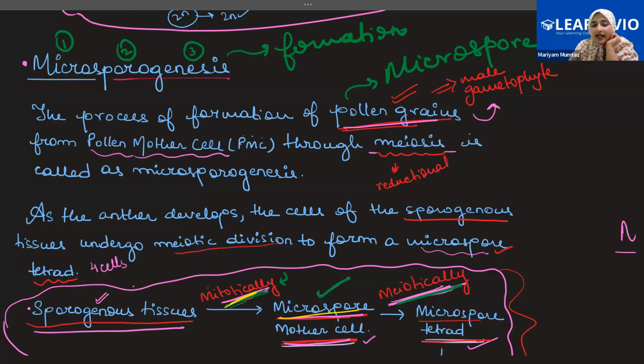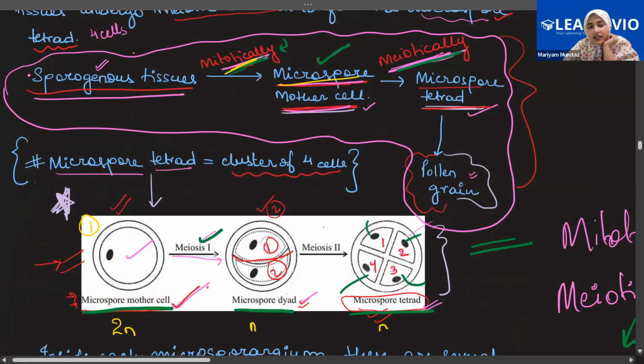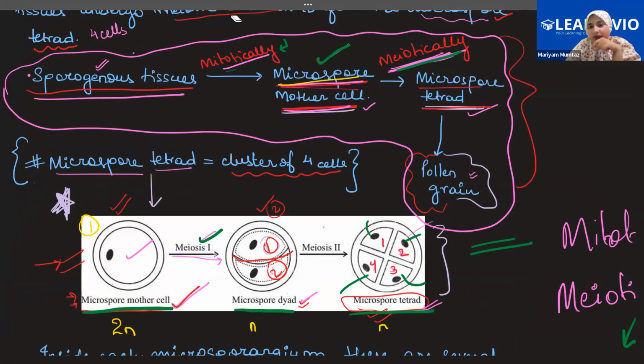to form a microspore tetrad. So it forms 4 cells of microspore. So what happens? The sporogenous tissue, first of all, divides by mitosis and gives rise to the microspore mother cell. Then the microspore mother cell divides by meiosis and forms the microspore tetrad. And this microspore tetrad develops into a pollen grain.